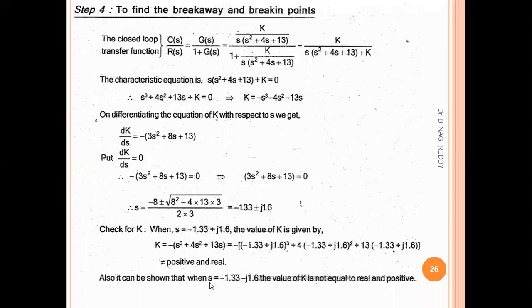If we get any K positive and real, then there is a chance. But here we have received, for both the S values, that K is not positive and not real. So you have to do the same exercise and decide whether the K value is positive and real or not. So that is step number 4.